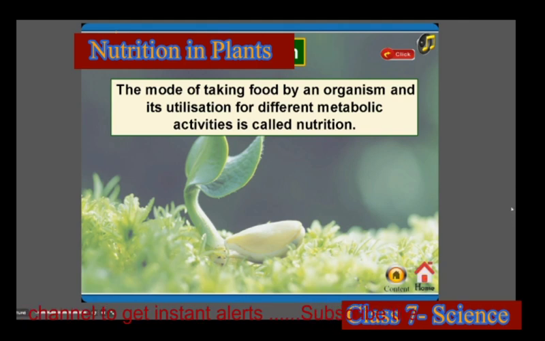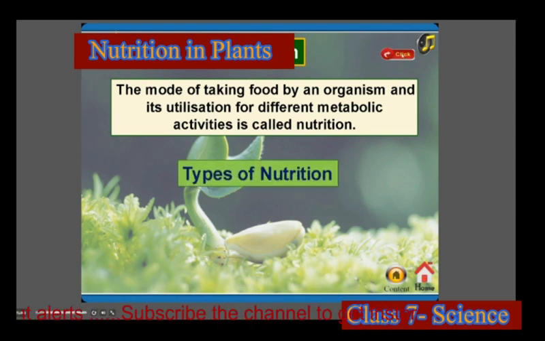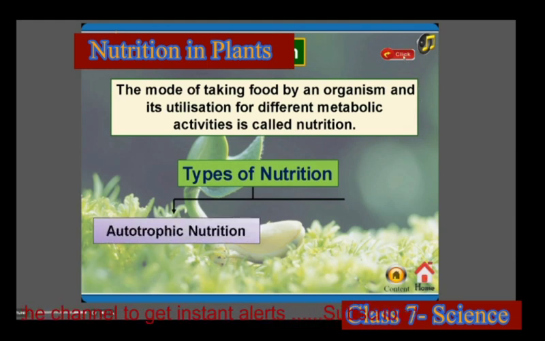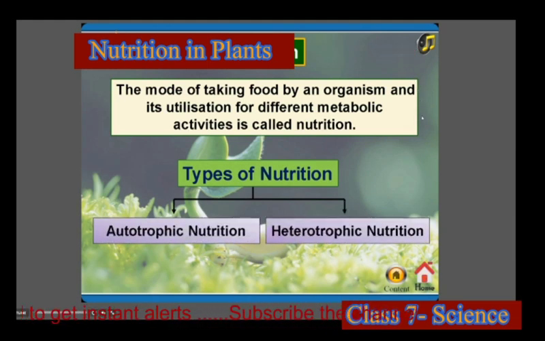Nutrition. The mode of taking food by an organism and its utilization for different metabolic activities is called nutrition. There are two types of nutrition: autotrophic nutrition and heterotrophic nutrition.